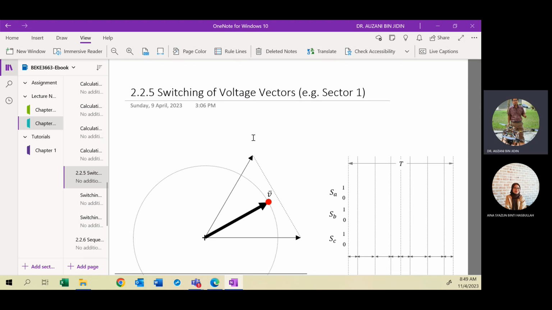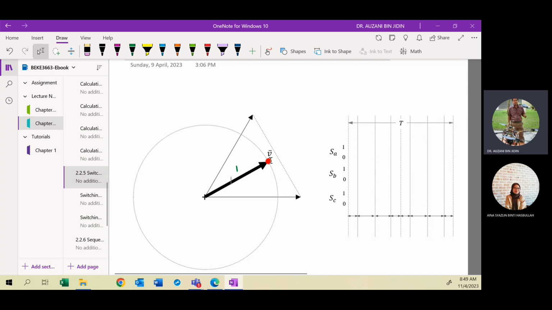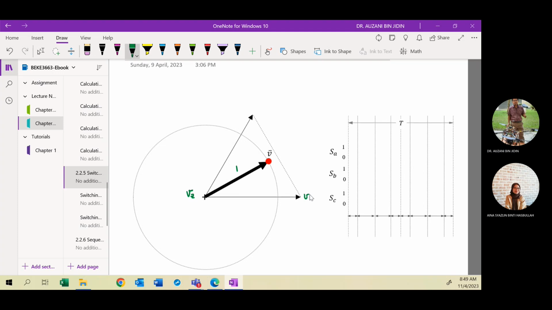So let's say we start to analyze the switching of vectors for the case when your space vector is located in sector 1. Remember, this is sector number 1. You have 6 sectors. When the vector is located in sector 1, the adjacent vectors are: here is VZ, and here is VA, or basically the vector V1.